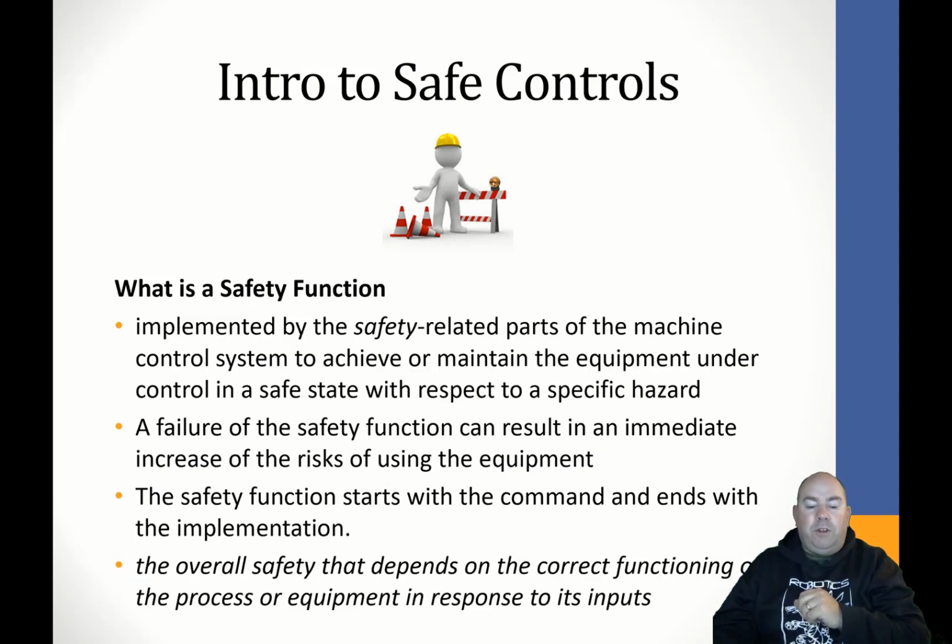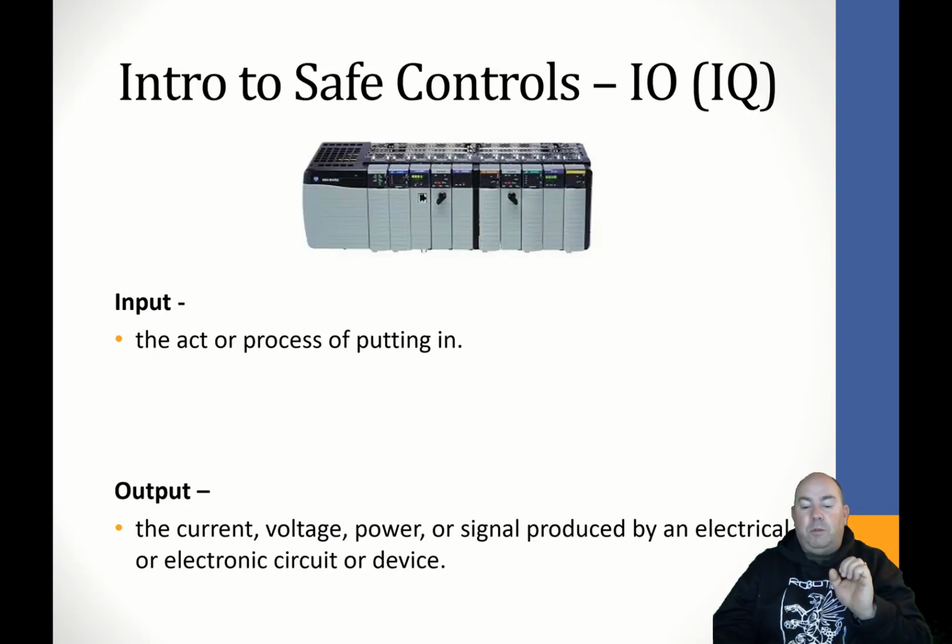So what is the safety function? This is implemented by safety-related parts of the machine to control and maintain equipment under control in a safe state with respect to a specific hazard. So this is basically what protects you from hazards in these types of situations. Failure of a safety function can result in an immediate increase in the risks of the equipment. A safety function starts with a command and ends with the implementation. Overall safety depends on the correct functioning of the process or equipment in response to its inputs.